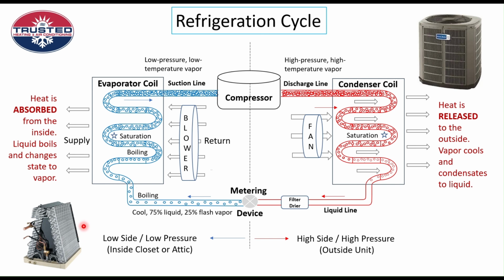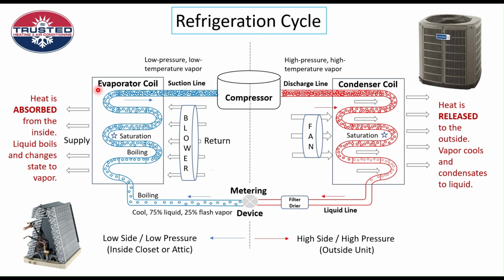And the job of the evaporator coil, as we see here, is that heat is absorbed from the inside. So refrigerant is running through this component, and it runs at about 40 degrees Fahrenheit. And as air blows across it, it picks up heat, both sensible heat, which is heat that you can feel, and also latent heat, which is hidden heat, or humidity.